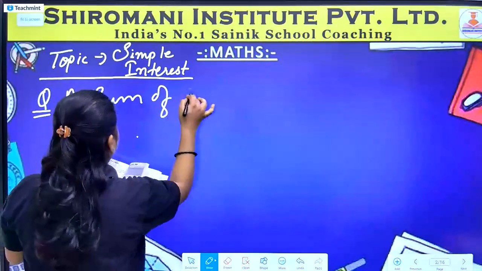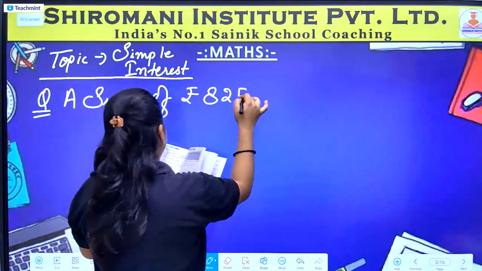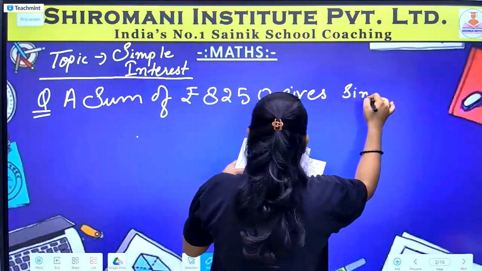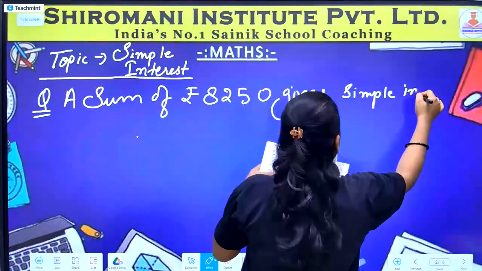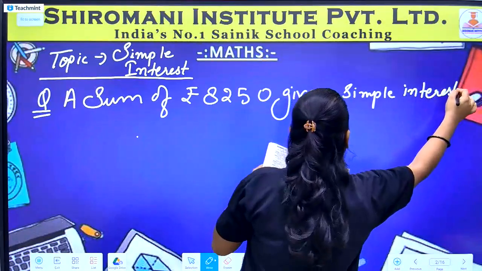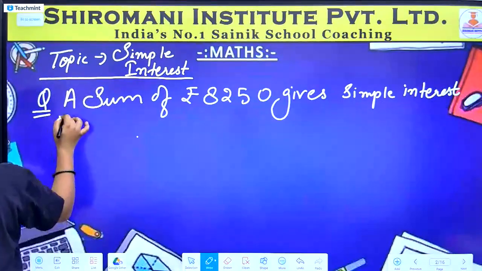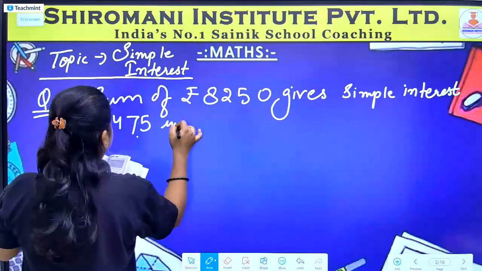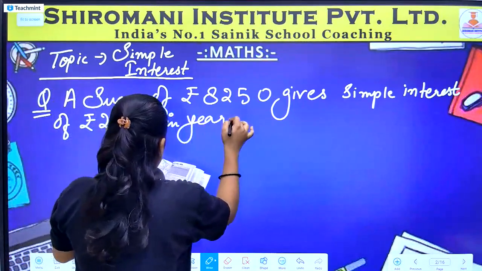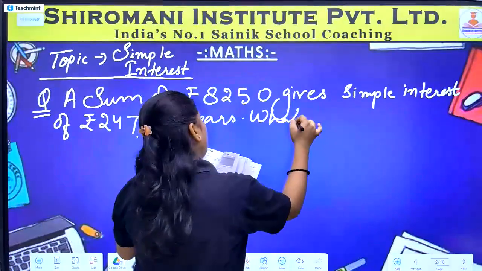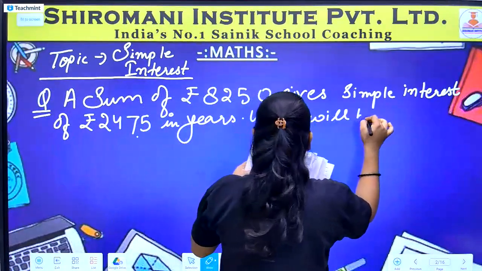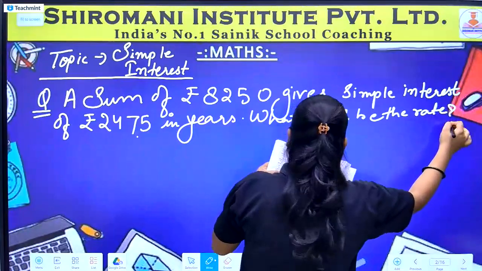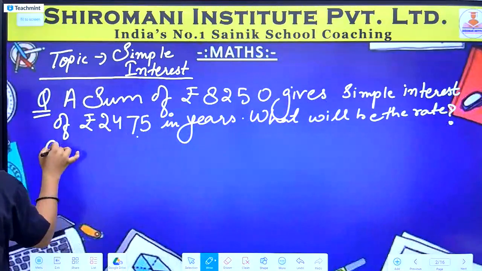A sum of rupees 8250 gives simple interest of rupees 2475 in 5 years. What will be the rate of interest? You have to find the rate of interest in this question.